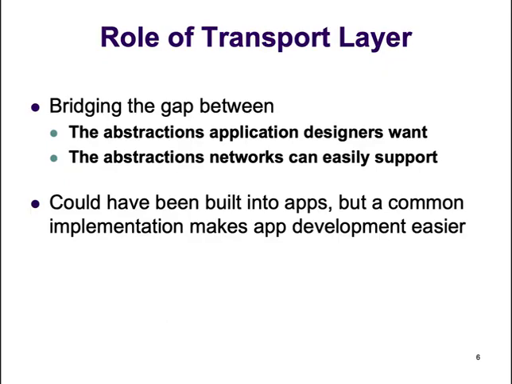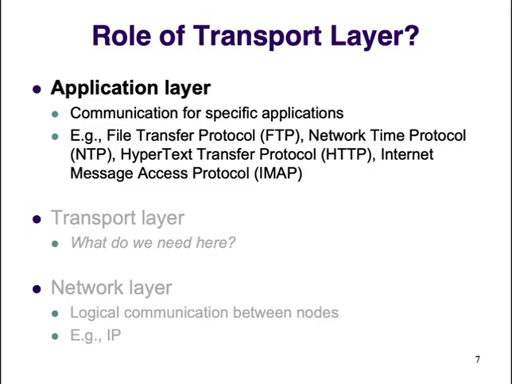We've said this in the past as well, but I want to reiterate that the role of the transport layer is to bridge the gap between the abstractions that the application level wants, the abstractions people who write application level code want to work with, versus the abstractions that the network can support. And we build our transport layer into the operating system because it acts as a common service for all applications. If we didn't have the transport layer or something like TCP, every application would have to deal with all the idiosyncrasies of what we get from the internet or the network layer. Okay, so let's dig into that a little bit more. What exactly does this mean?